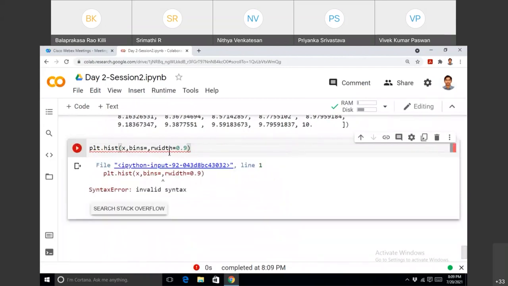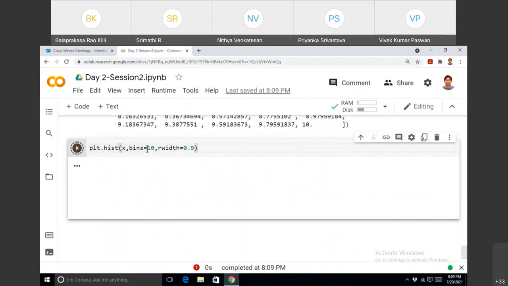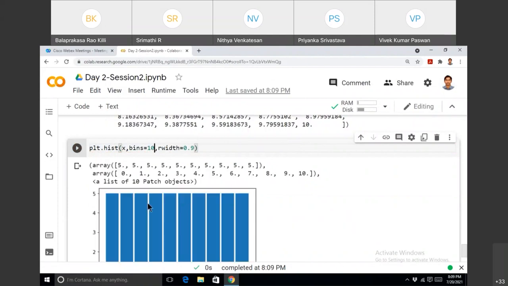Rwidth. Oh, bins, I have not specified. Let me give 10 bins. Rwidth. Now you see there is a clear separation between these bins, and the frequency of each bin is the same, because the data we have generated is evenly spaced.